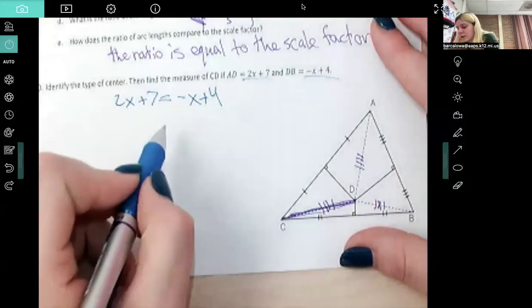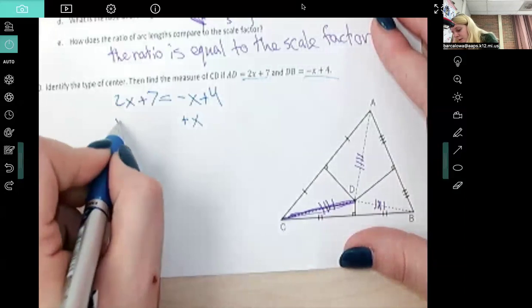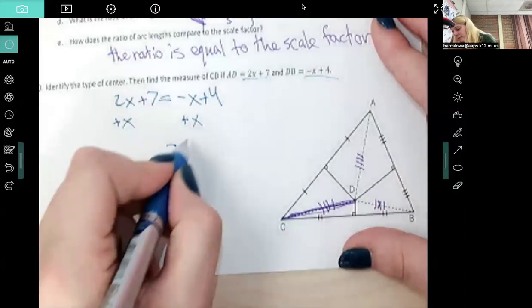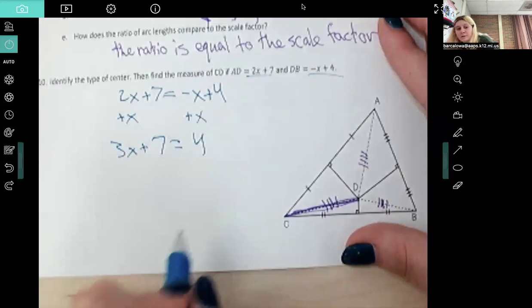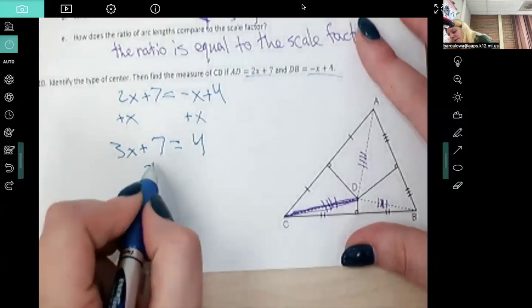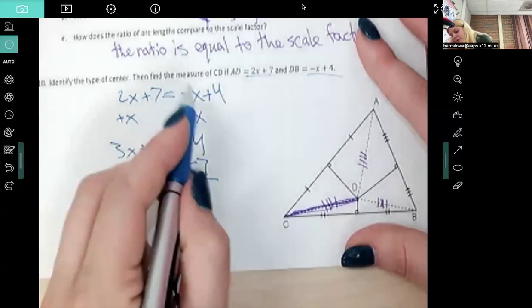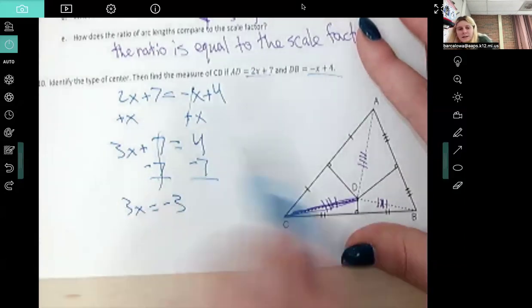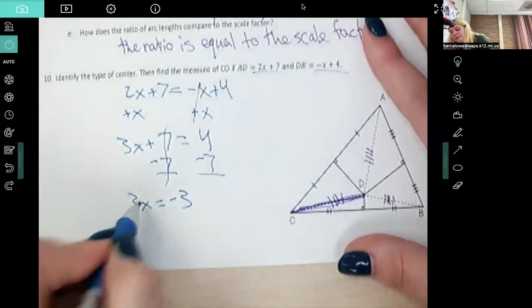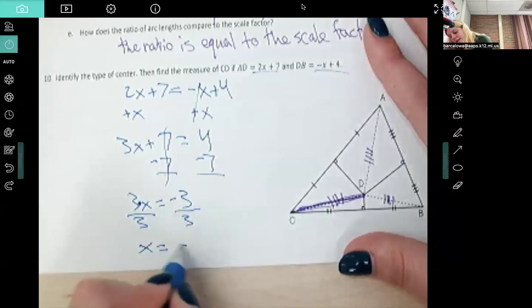I'm going to add x here. Now I'm just left with 4 on this side, and I have 3x plus 7. Trying to get x by itself, so I'm going to subtract 7 on both sides. I have 3x equals negative 3, right? 4 minus 7 is negative 3. This is 3 times x, so I'm going to divide by 3. X is negative 1.